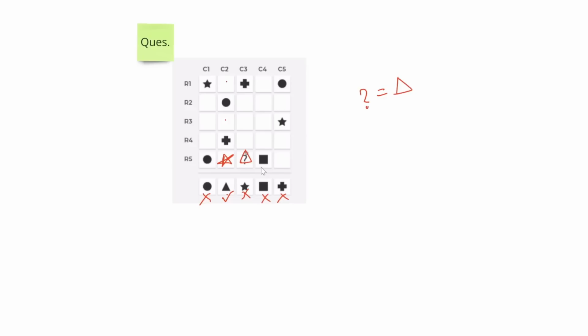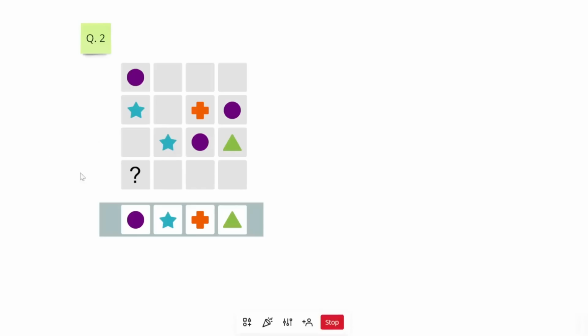Moving on to the next one. Let's look at this question. We have the question mark in the 4th row, and we have to select one of the signs from the given options. First of all, star and circle cannot come because star and circle are already in this column. We cannot have two same signs in the same column. So we have eliminated both of these.